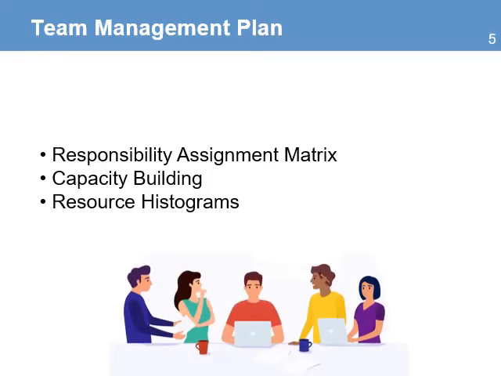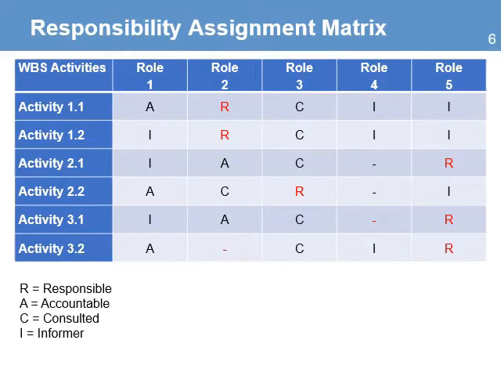The team management plan is a plan to build and develop the project team. It is a process to turn a group of individuals into an effective team. The elements of the plan include the following: the responsibility assignment matrix, the capacity building plan, and the resource histogram. An important tool used in the team management plan is the responsibility assignment matrix.